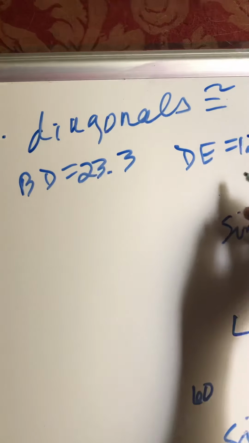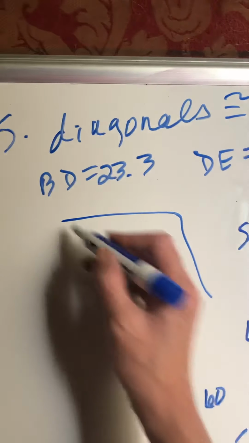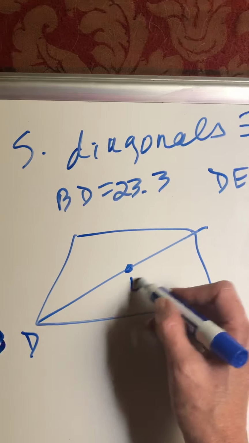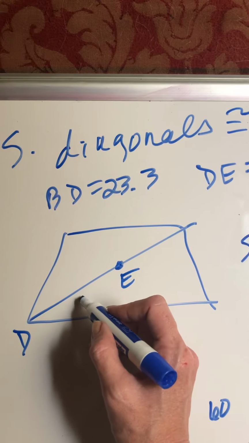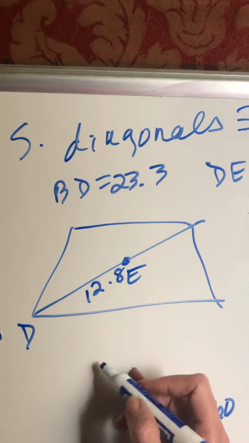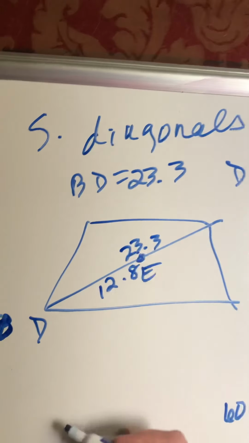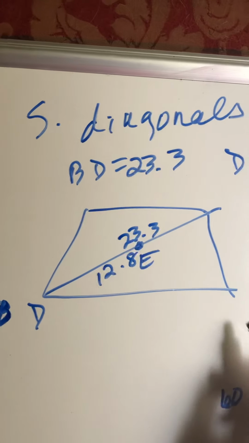BD is a whole diagonal. DE is part of the diagonal. Let me show you. DE is like from here to here. This is 12.8. And this is 23.3 because the diagonals have to be congruent. They give you BD.